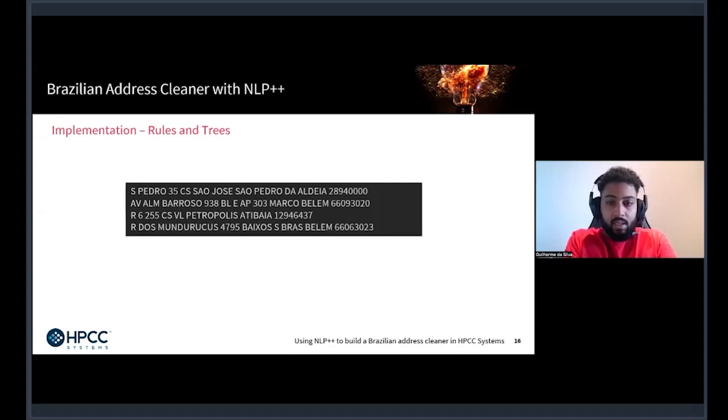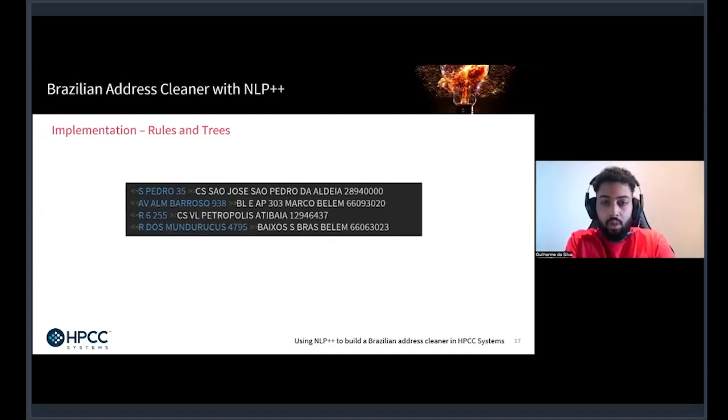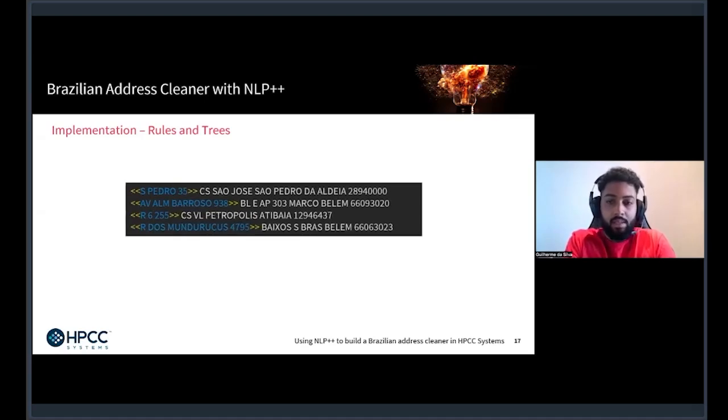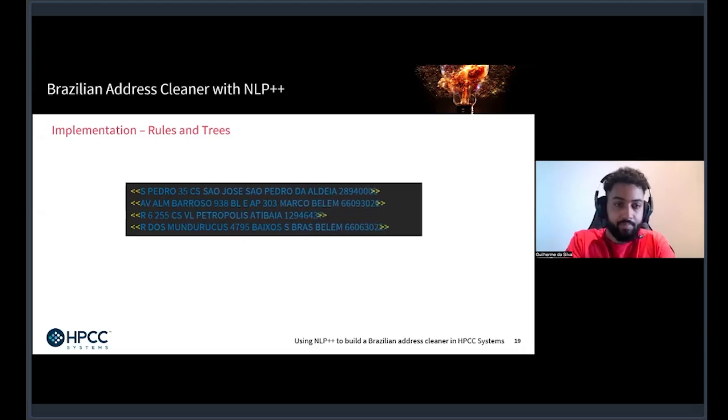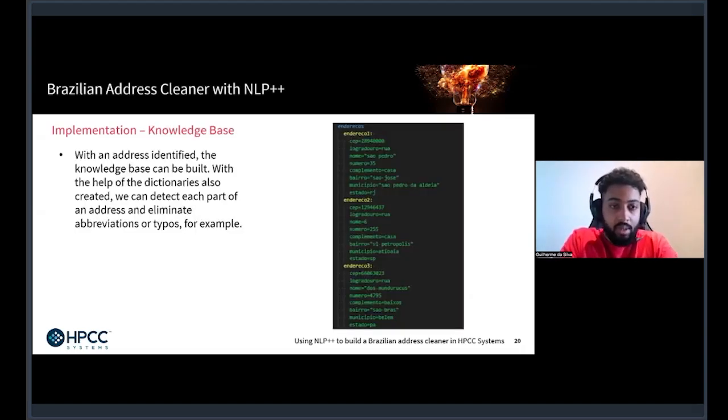As you can see with a few addresses, step by step, rule by rule, we keep incrementing the analyzer until we build a full address analyzer. With an address identified, the knowledge base can be built. With the help of the dictionaries also created, we can detect each part of an address and eliminate abbreviations or typos, for example.